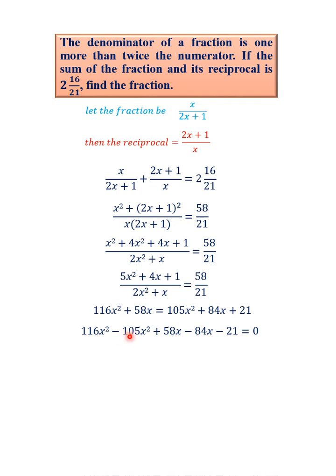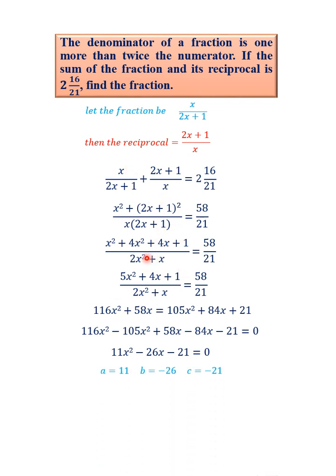116 minus 105 is 11. So we have 11x squared, minus 58 minus 84 is negative 26, so you have minus 26x minus 21 equals 0. This is the quadratic equation, and this is where you can now use your general formula method or your quadratic formula method. But come to think of it, if you were unable to resolve the problem up to this point, you would have realized that your knowledge of the quadratic formula could not solve a problem that has led to a quadratic equation. So this part of the video was very critical.